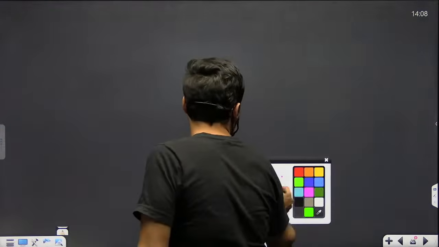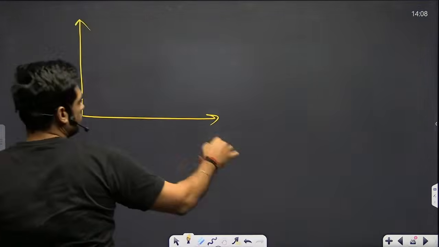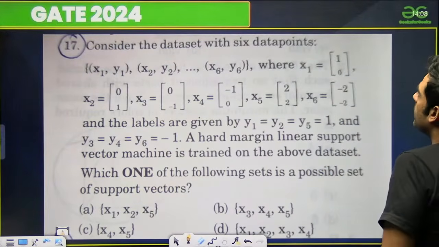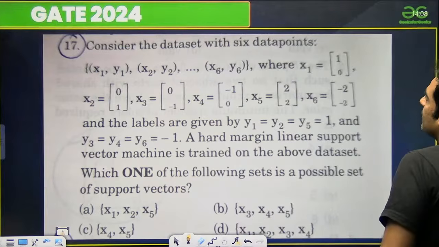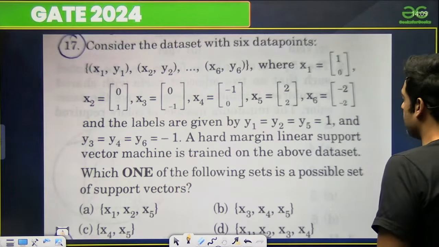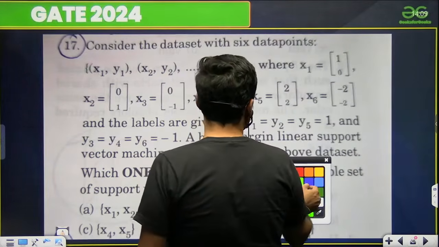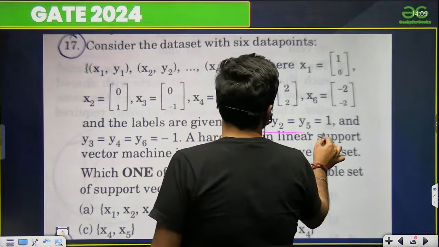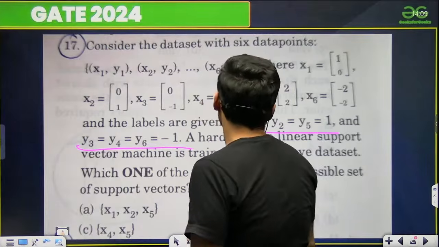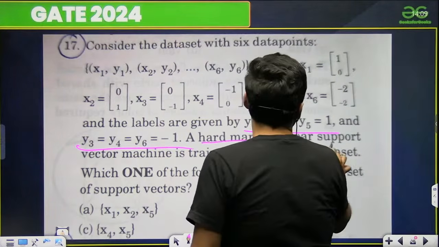So he says that we have 6 data points, x1, y1, x2, y2 till x6, y6, and the labels are given here. He says y1, y2, y5 belong to label 1, y3, y4, y6 belong to label -1. A hard margin SVM is trained on the above data set. A hard margin linear SVM.